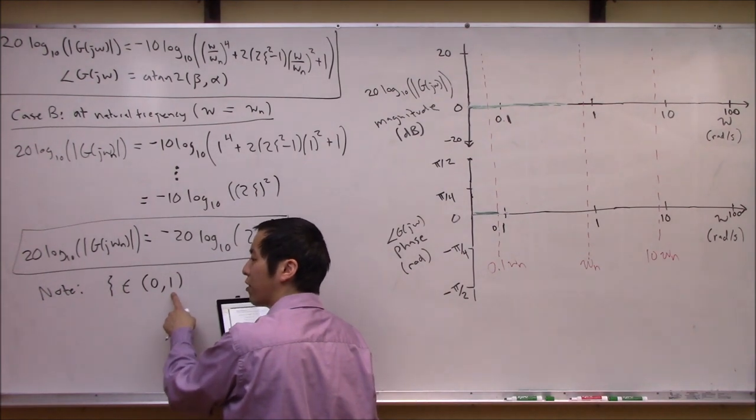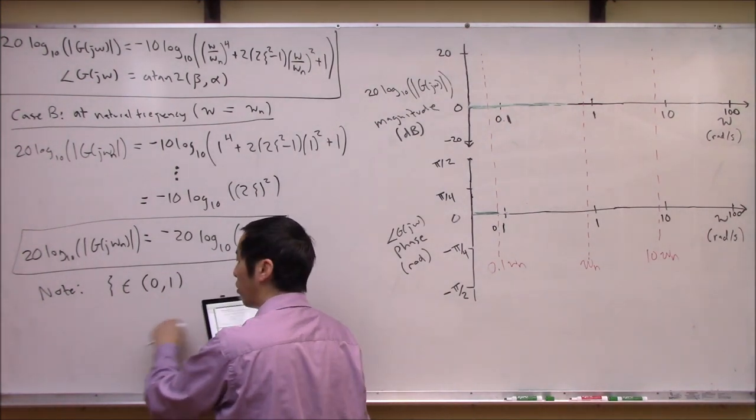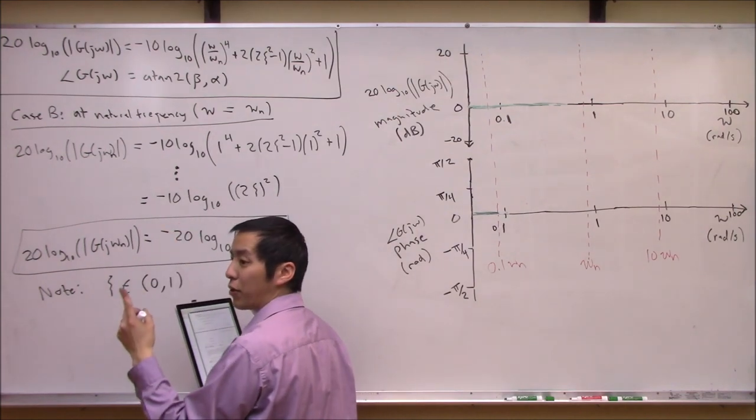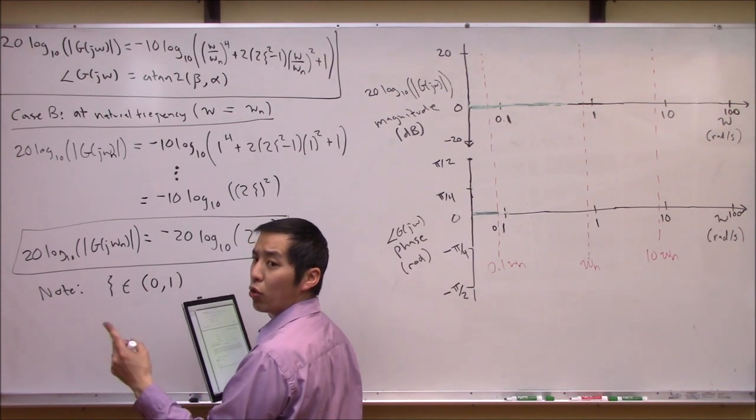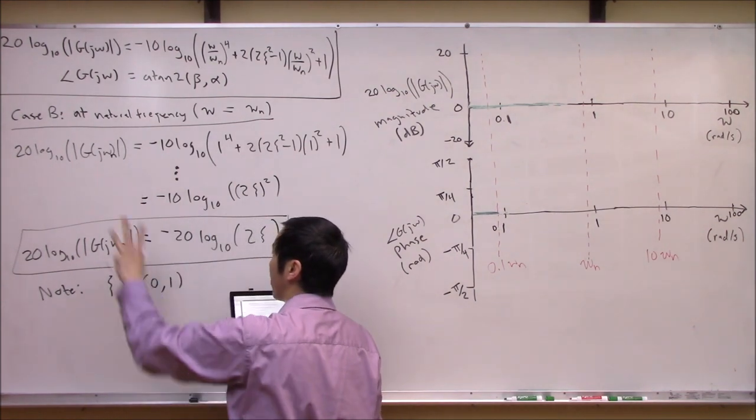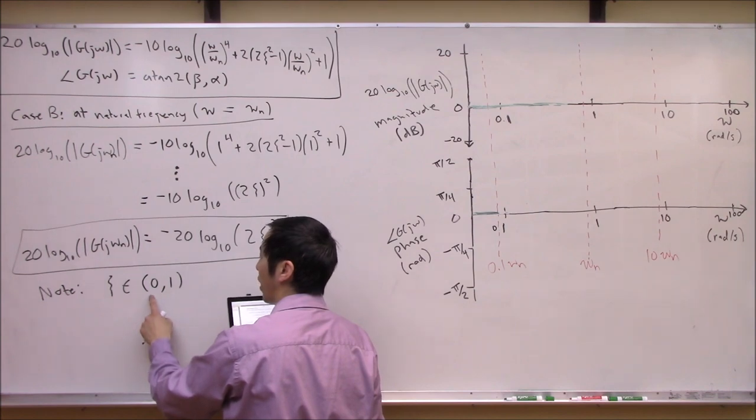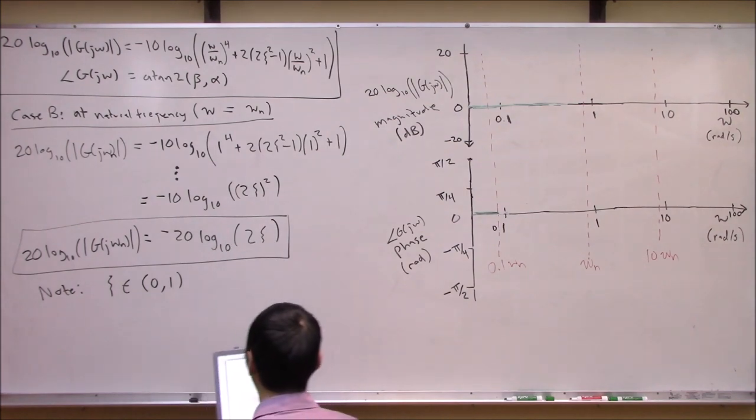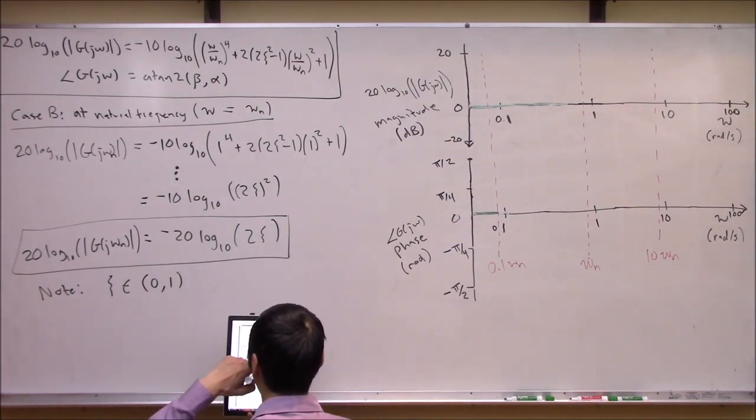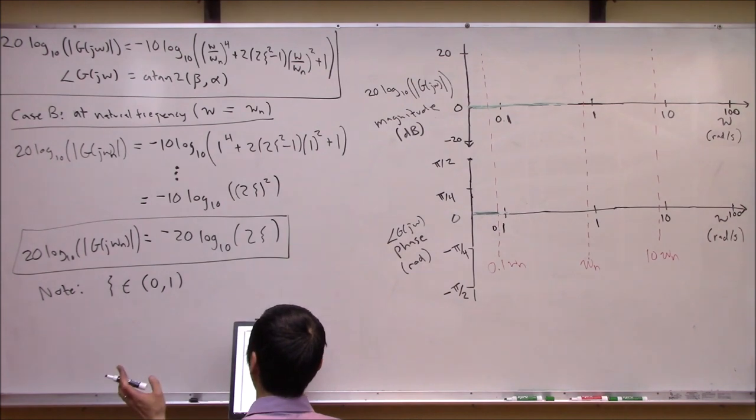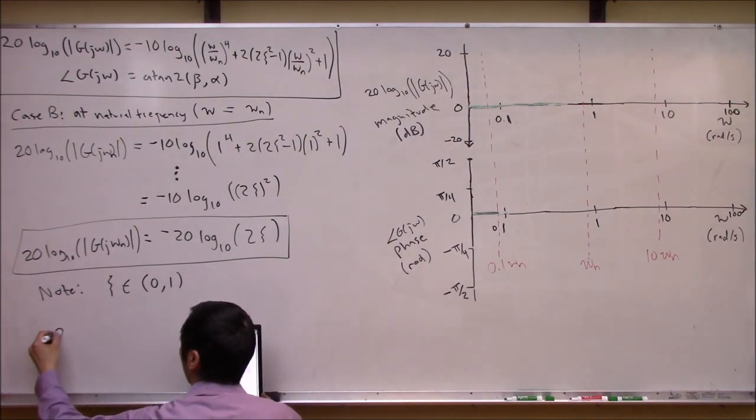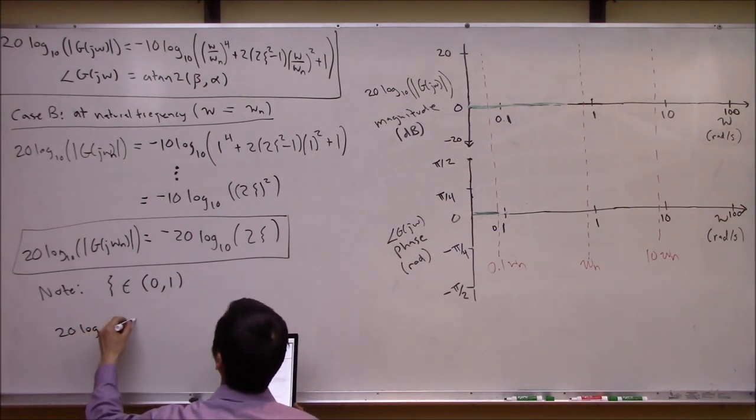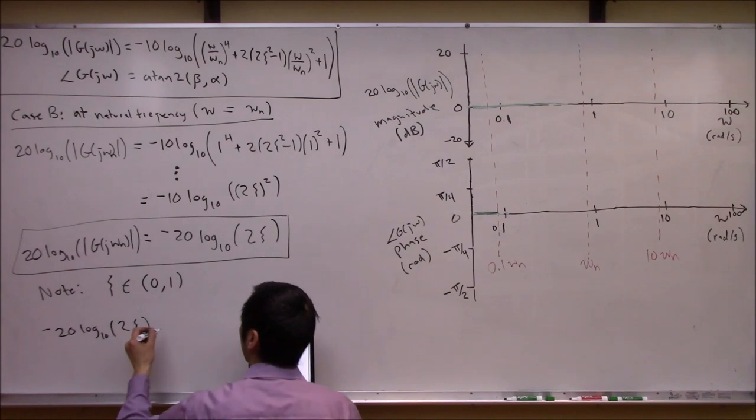An overdamped system is the same thing as having real poles, poles on the real axis, which is what we covered as component number one, when we looked at a single real pole. So the only time this analysis makes sense is if zeta is in the range of 0 to 1. So let's make a couple of interesting observations. We can note that negative 20 times log base 10 of 2 zeta, whoops, I forgot the minus sign. Let's just take a look at this thing.